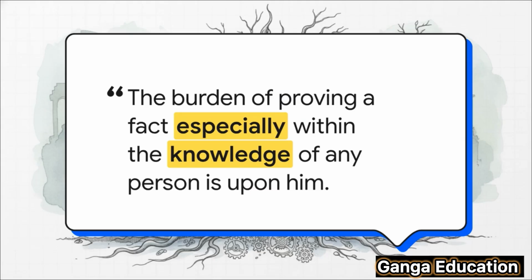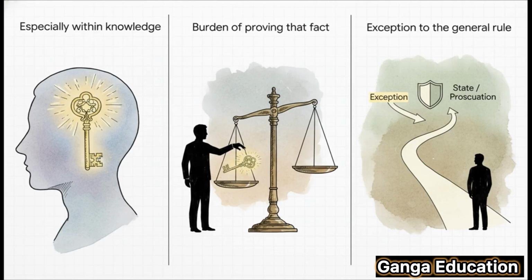It states, when any fact is especially within the knowledge of any person, the burden of proving that fact is upon him. In really simple terms, it means that if a particular fact is in someone's special or exclusive knowledge, then the burden, the responsibility, to prove that fact is on that person. Now, this is a brilliant exception to the general rule we all know, which says the burden of proof is usually on the prosecution. To really get this, we need to look at the key words.